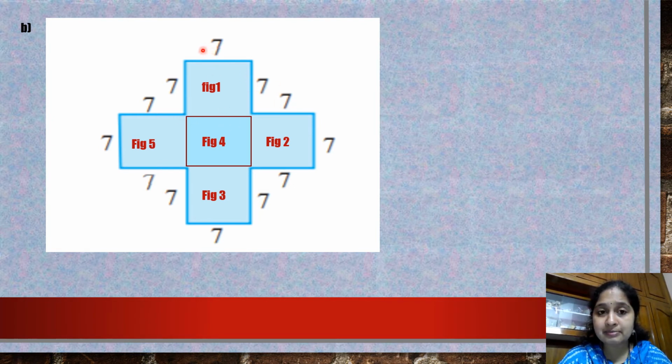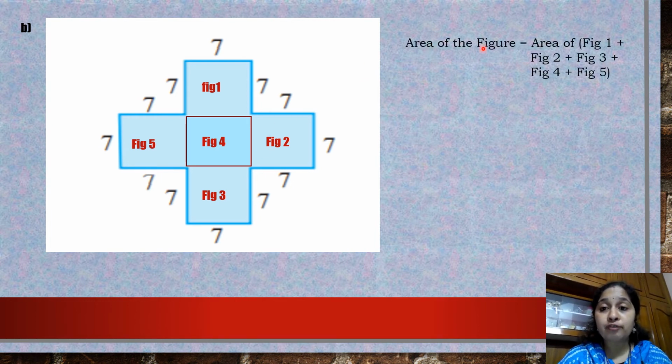This line is similar to this side. So what can you say about this side? This also is 7 units. And this is 7 and you can see that this line is also 7 units. And if this is 7 units, this is also 7 units. This is 7 units, this is also 7 units because all the shapes are something like a square. So let's find the area of this figure completely. So the area of the figure is area of figure 1 plus area of figure 2 plus area of figure 3 plus area of figure 4 plus area of figure 5. That's what I have written here. That is the first step.